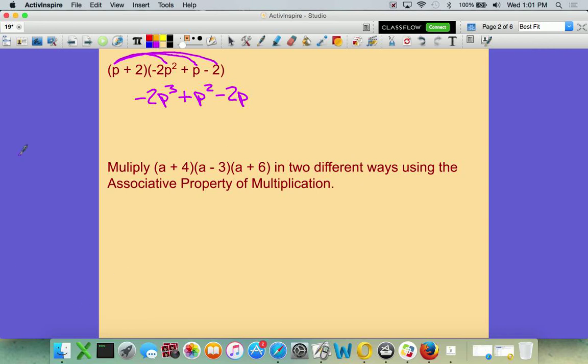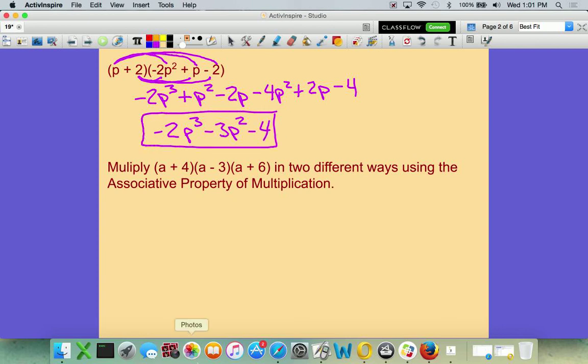And then we do the same thing for the 2. We're going to multiply it by all 3 of them. So we've got negative 4p squared plus 2p minus 4. And then from there we just combine like terms. So negative 2p cubed minus 3p squared. The p's cancel each other out, and that's fine. And we're left with minus 4. Alright? Even when we have 3 of them, we do the same thing here.